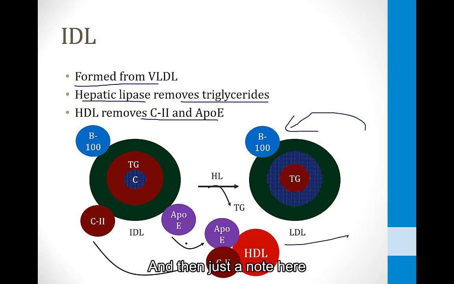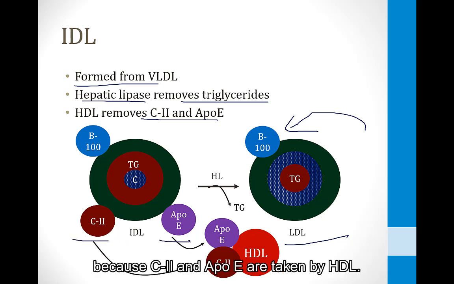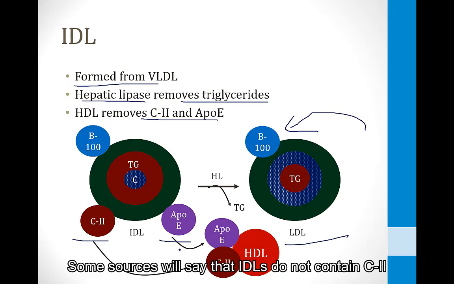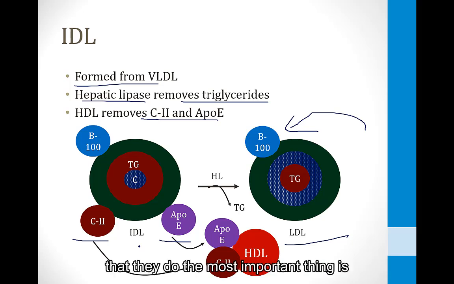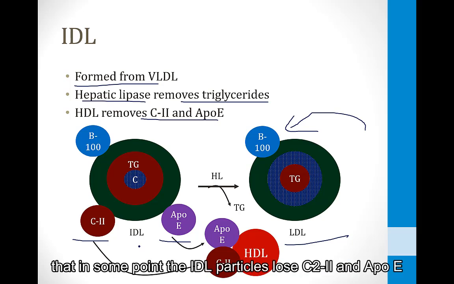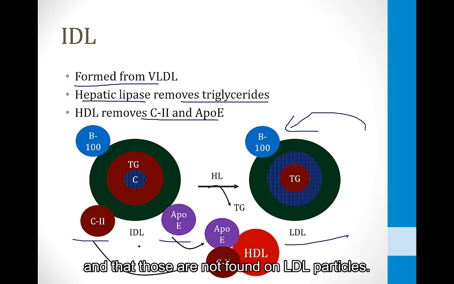And then just a note here, because C2 and ApoE are taken by HDL, some sources will say that IDLs do not contain C2 or ApoE. Others will say that they do. The most important thing is that at some point the IDL particles lose C2 and ApoE, and that those are not found on LDL particles.